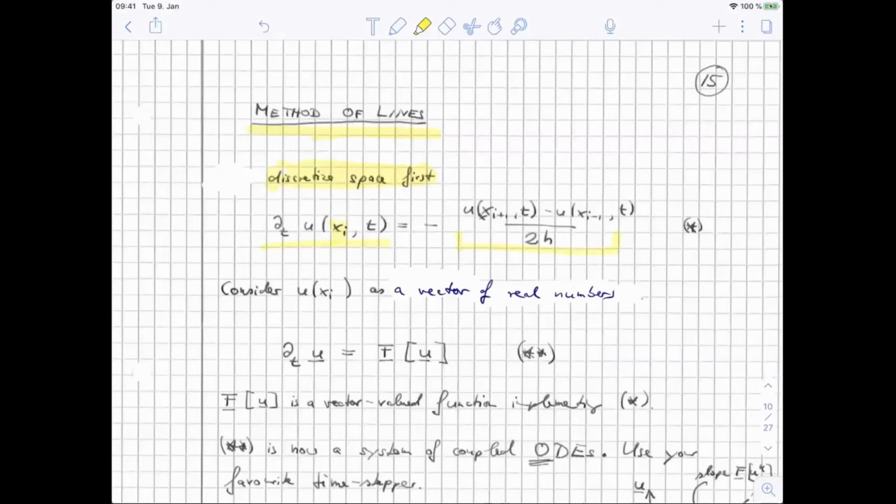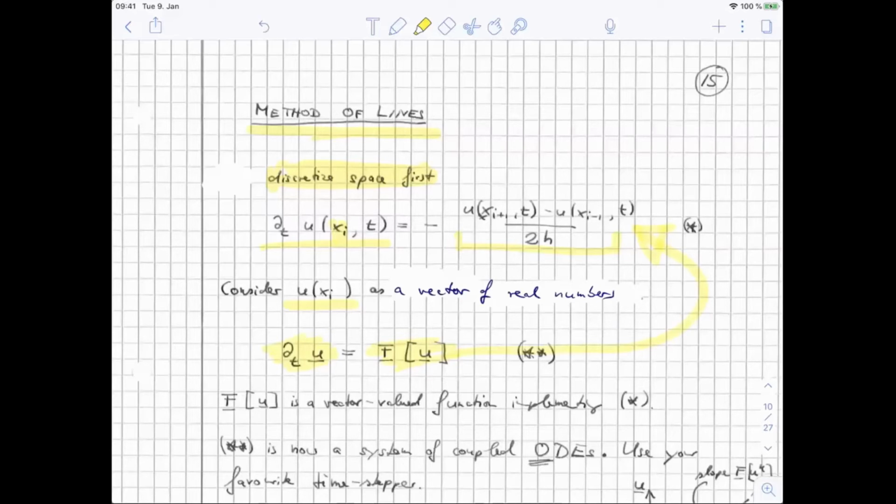And now the viewpoint of the method of lines is to consider the set of values at the grid points as a vector of variables, a vector of real numbers, and then to write the evolution equation in this form: a time derivative acting on the vector of numbers is equal to some right-hand side, where the right-hand side is just whatever I have spelled out above.